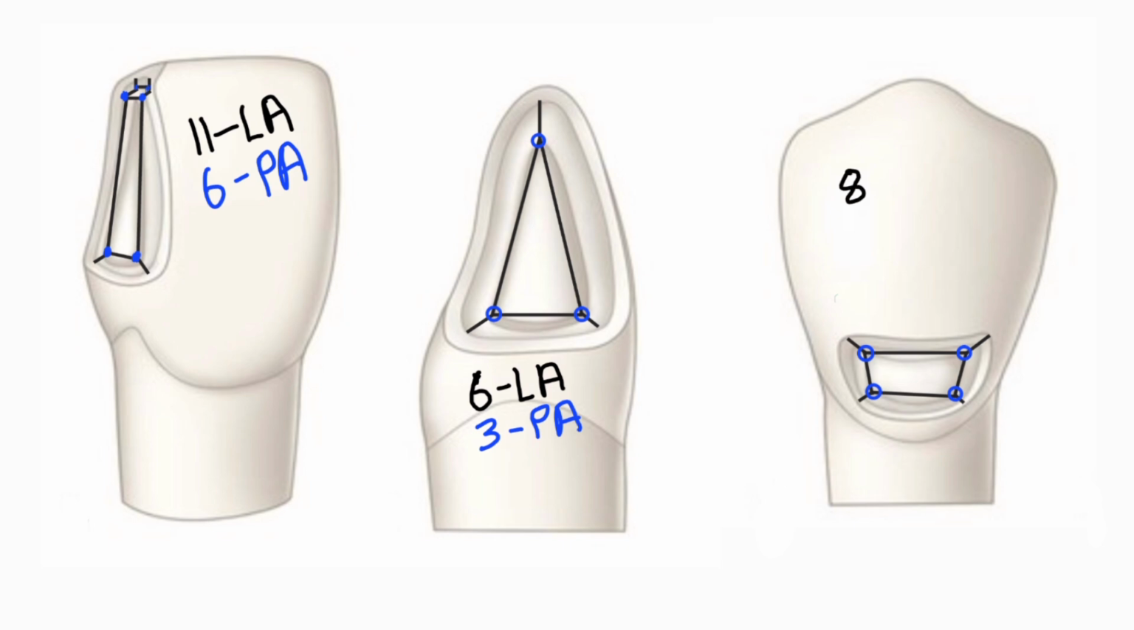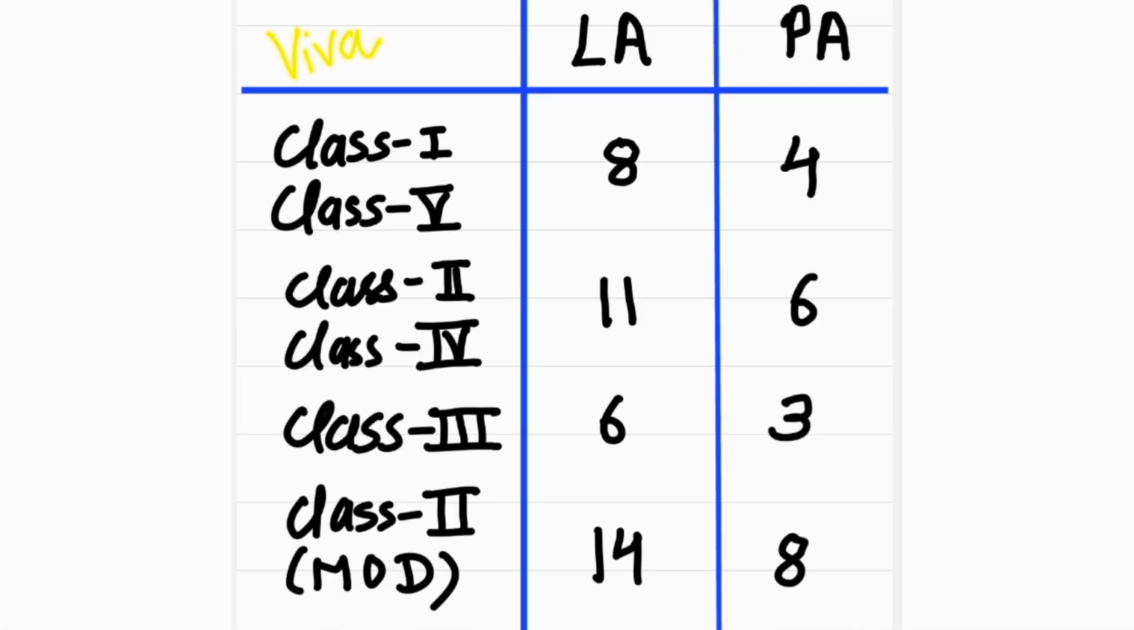In your class 5, we have 8 line angles and 4 point angles. This is very similar to your class 1 cavity. Again, this is like an open room without the ceiling. So it's like a square, with 4 sides times 2, that makes 8 line angles and 4 point angles. The line angles and point angles of class 1 and class 2 cavities are very frequently asked in viva, so emphasize more on that, and this is basically a summary of all the classes.